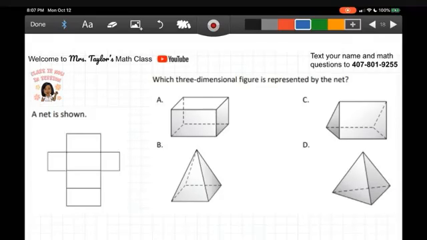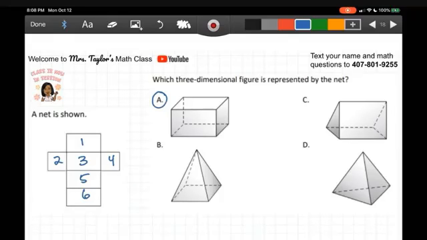Okay, let's look at this one here. It says, which three-dimensional figure is represented by the net? You have to look for what has the same amount of faces. A face is just a full side. So this is a face. I got 1, 2, 3, 4, 5, 6 faces. So which one has 6 faces? It's going to be A.